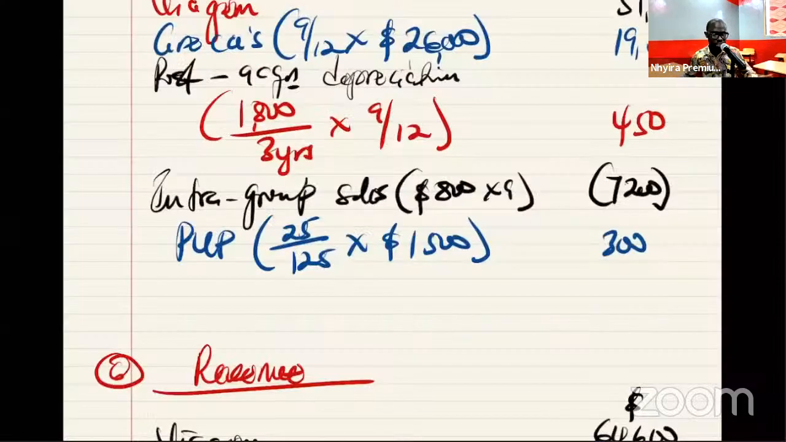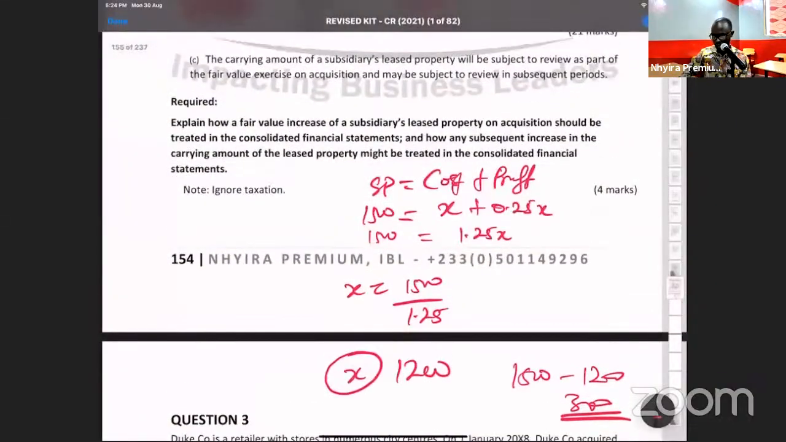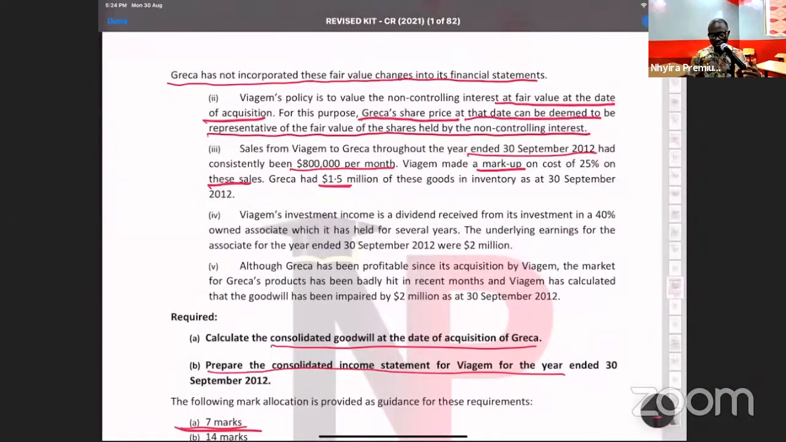Usually I call it the KG2 approach, and you never get it wrong in that particular case. So let's continue. That is my provision for unrealized profit, and that brings me to the end of note three.